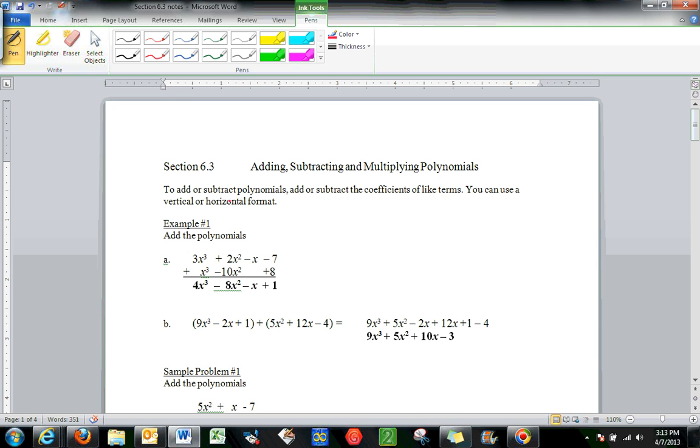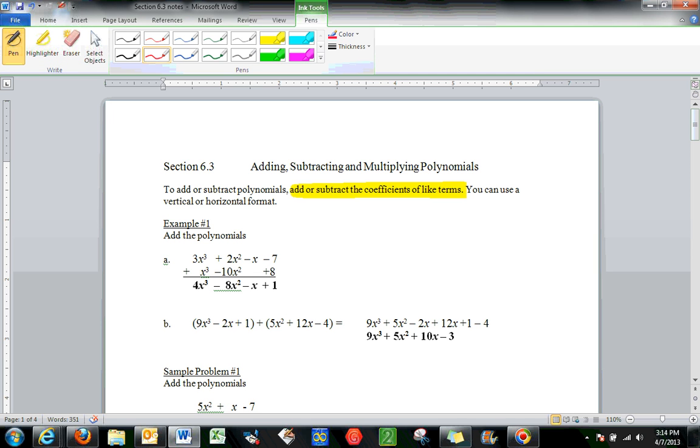Okay, in this lesson we're going to review adding and subtracting polynomials. And if you remember from previous algebra lessons, adding and subtracting polynomials just requires you to combine the coefficients of the variables that have like terms.